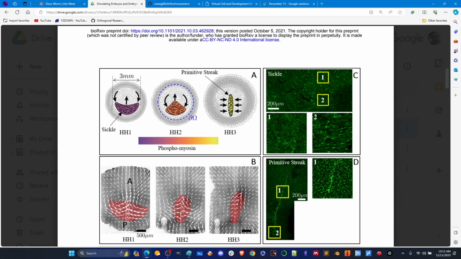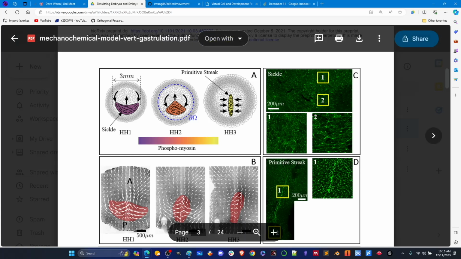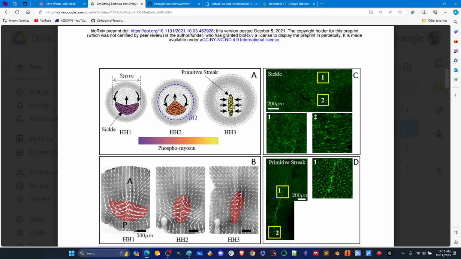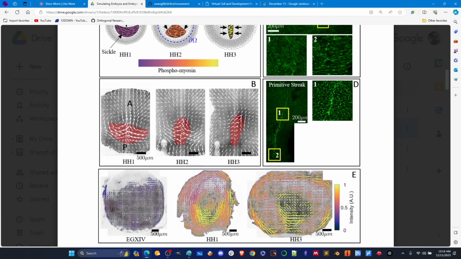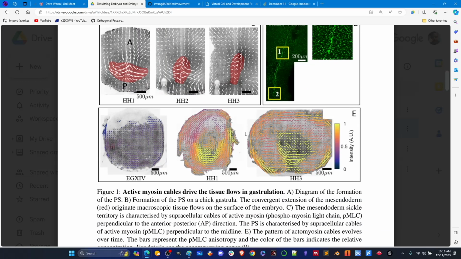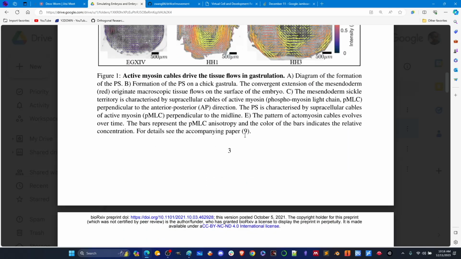This is phosphomyosin content for these different structures. We have the sickle structure, we have this HH2 phase, and then we have the primitive streak that forms from that. So it's moving inward along the edges. There's pushing outward in the middle, and we're going from the sickle to this intermediate structure to this primitive streak, which is reinforced laterally inward. So this is where we get these flows, and you can see the force maps here, and that's that whole process.